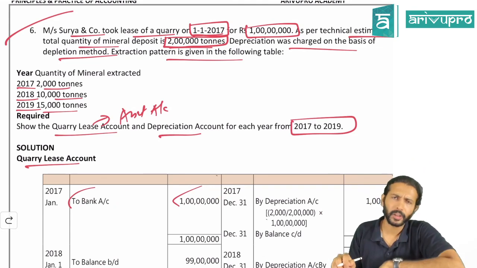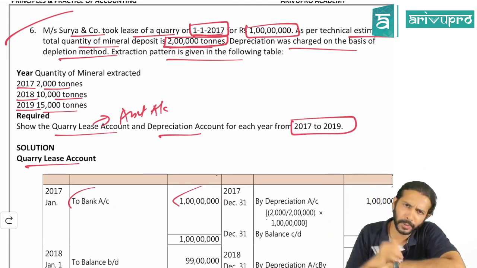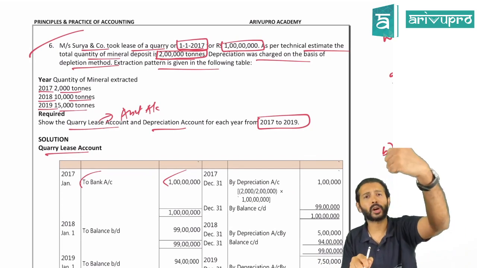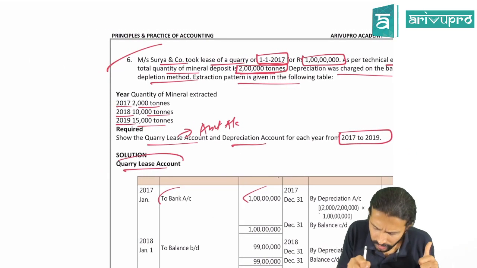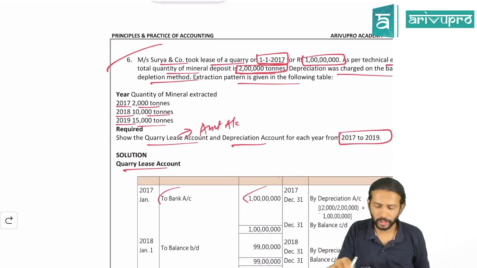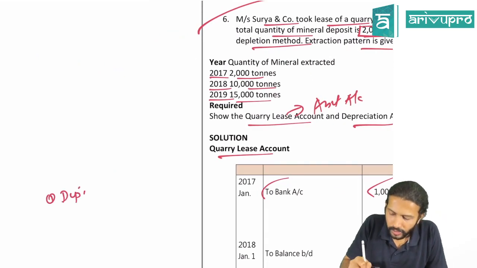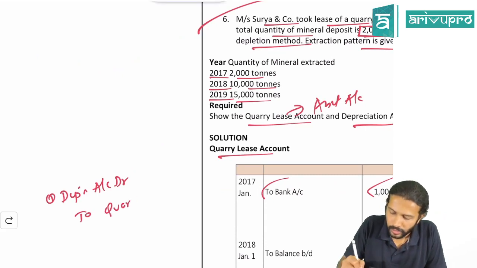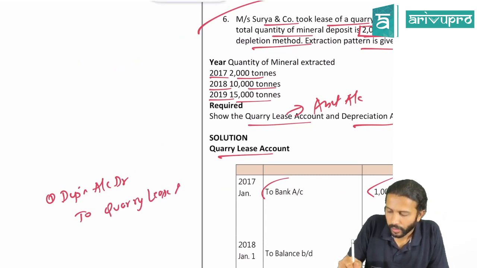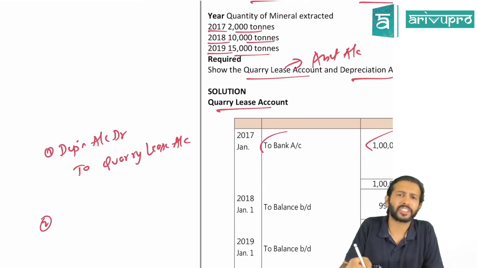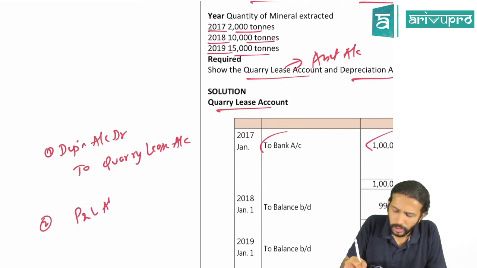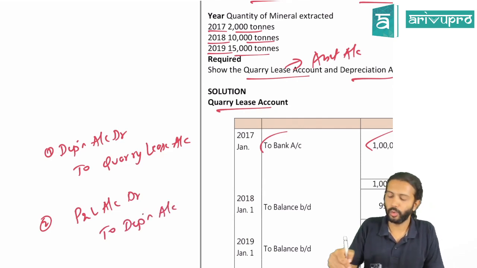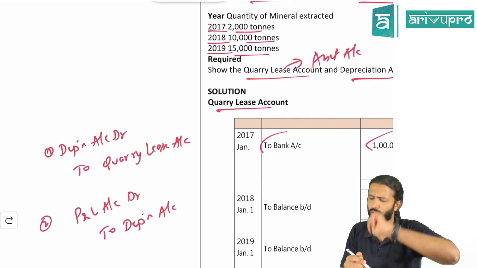No other drama. But you have used it, no? That means you should depreciate it. That means what is the journal entry for depreciation, sir? Same. Depreciation account debit to asset account. Here, what is the asset's name? Quarry lease. That means the journal entry for depreciation will be depreciation account debit to quarry lease account. Okay. Then depreciation is an expense. That expense should be transferred to profit and loss account. So P&L account debit to depreciation account is the second journal entry. These two are what you need to pass.